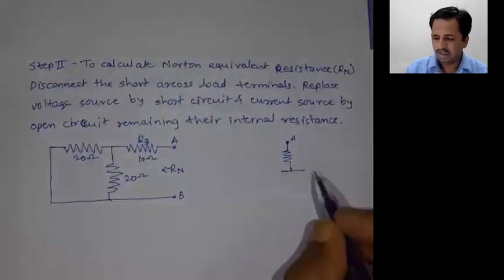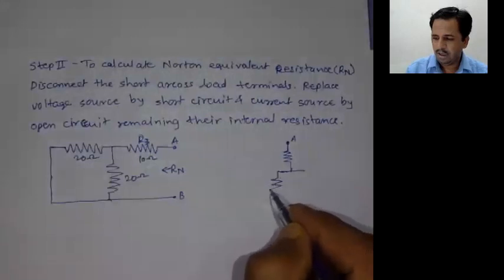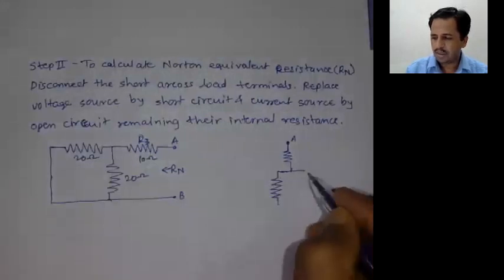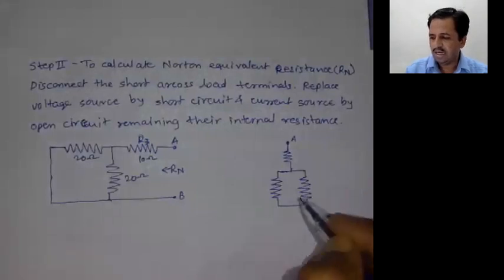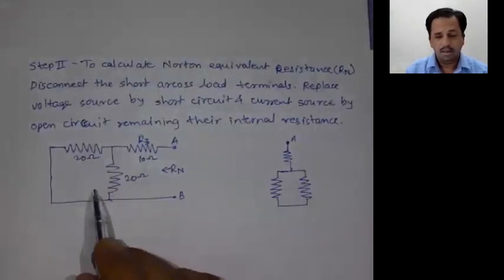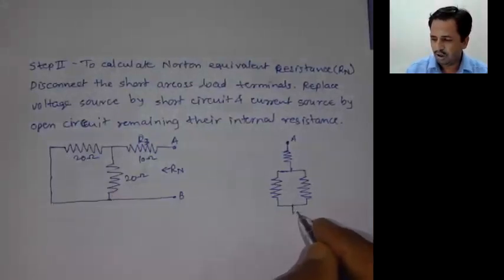Then there are two paths. Here there should be two paths. One is the 20 ohm resistance, and another is also 20 ohm resistance. And these two terminals are again connected, and finally you can get the point P.